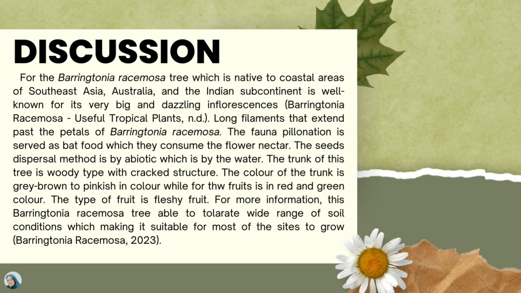The trunk of the Barringtonia racemosa tree has a cracked structure of woody type, and the color of the trunk is from grey-brown to pinkish, while the fruit is red and green. As I mentioned just now, the fruit is a fleshy fruit which can be eaten. Next, the tree is able to tolerate a wide range of soil conditions. So this species of tree can live in and is suitable for most sites to grow.